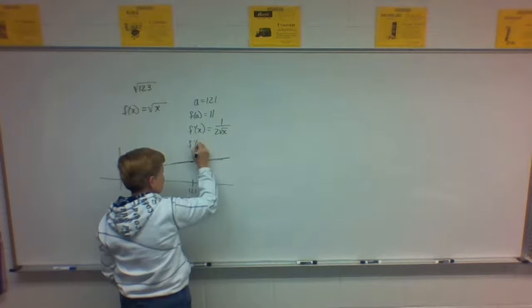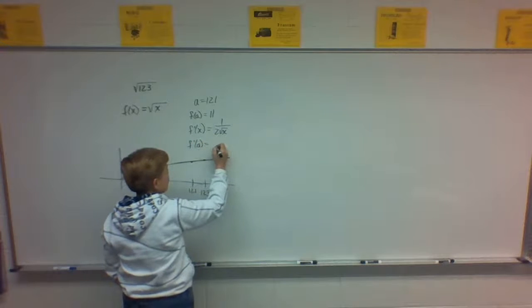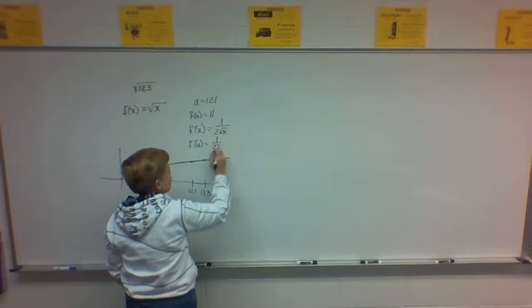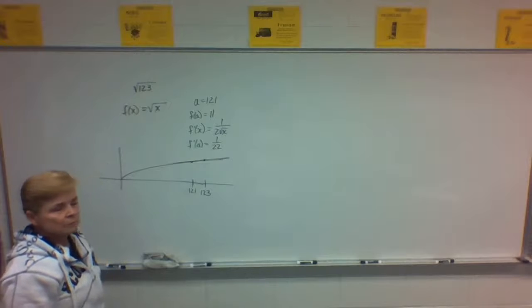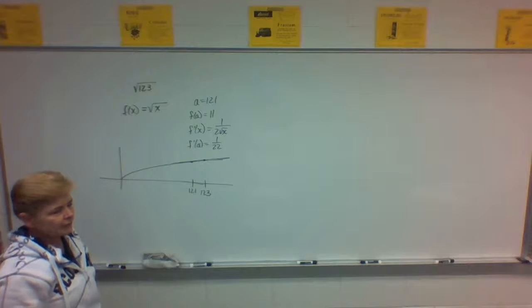And f prime of a? 1/22. Yes, right, 1 over 22. That's the slope of that tangent line when we get clear out here. It's pretty shallow. Y'all follow what we did?